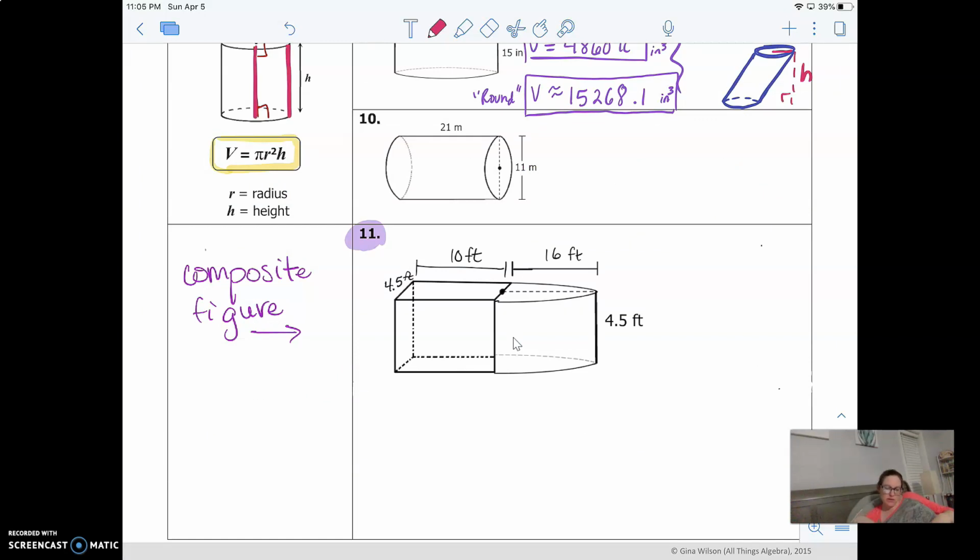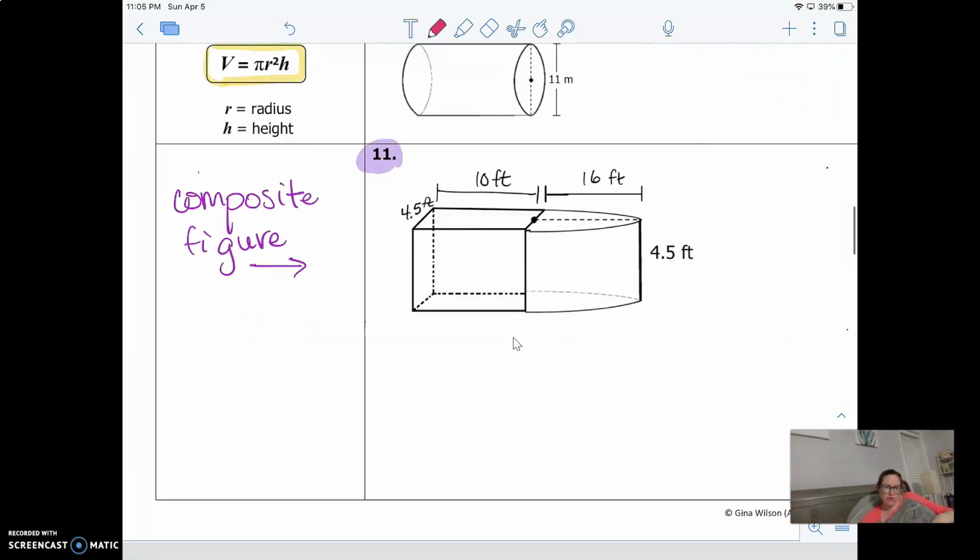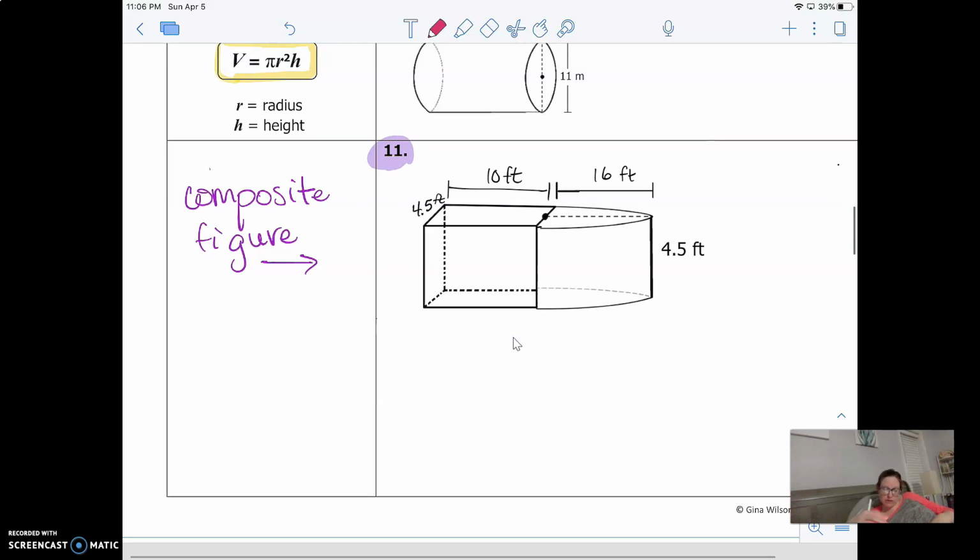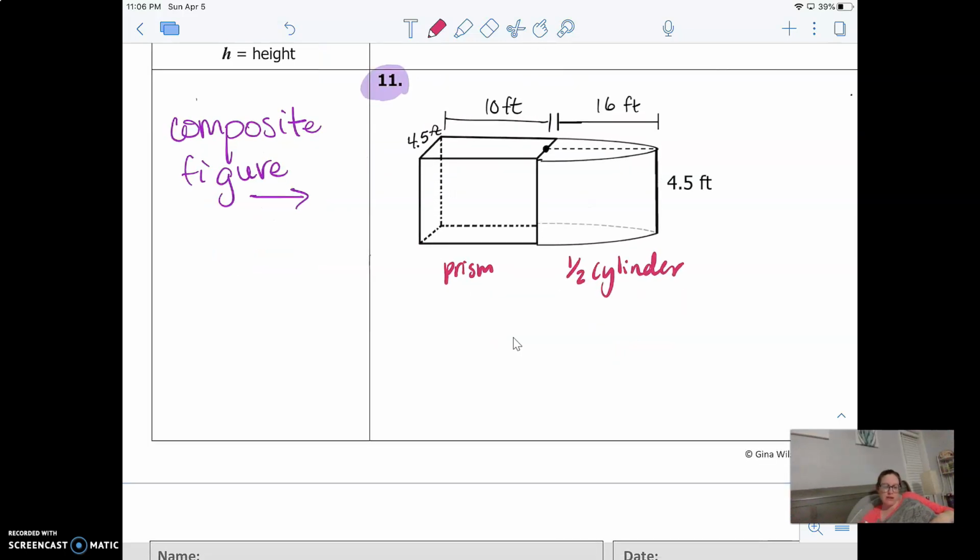Let's see if we have time for this one. This isn't too bad. I'll kind of go really fast and maybe do part of this. Basically, this is a composite figure where you have a prism and you have half of a cylinder. So you find the volume of each and add them together. This one on the left is actually a rectangular prism, so that's going to be a pretty easy one, which is length times width times height. So this might be our width, maybe this is our length, and then our height is this, which is also conveniently 4.5, only because it tells me that right here.